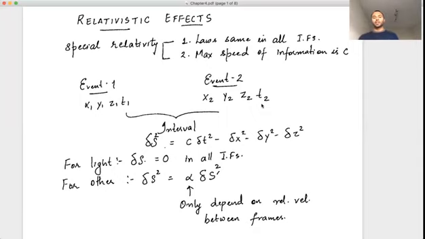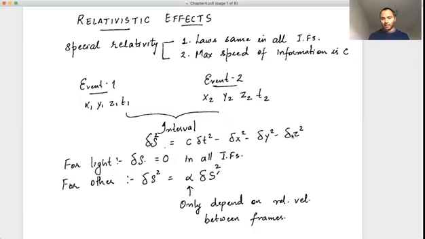And I want to construct what is called an interval between the events. You can think of this as analogous to the distance between two points in Cartesian space. So I'm going to construct the interval as c, the speed of light, which is a constant, times delta t, squared, minus the Cartesian distance between the points squared. And this choice is deliberate.